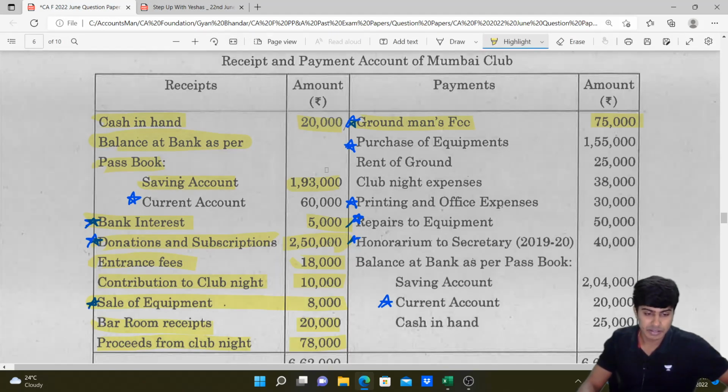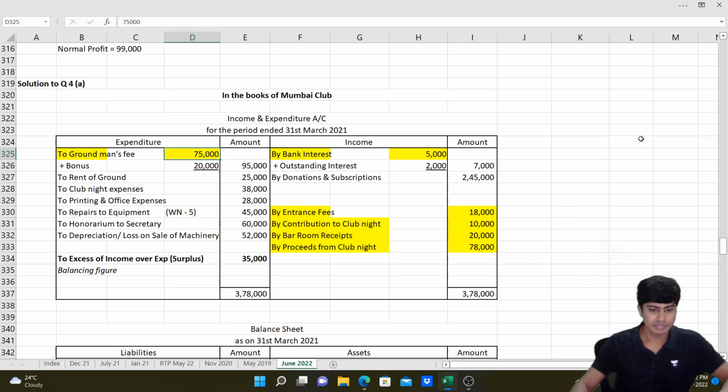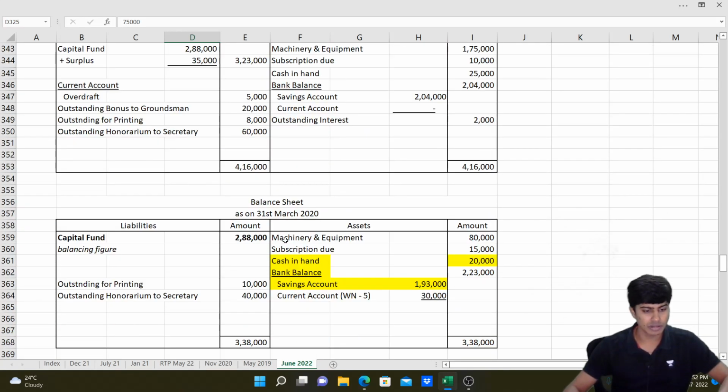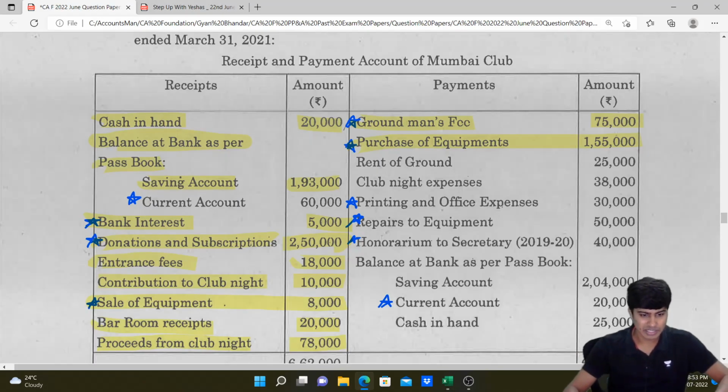Then we have purchase of equipment 1,55,000. This will increase the value of our equipment. I will write this in my machinery and equipment account on the debit. So let's go to our machinery and equipment account. On the debit, I'll write 1,55,000.